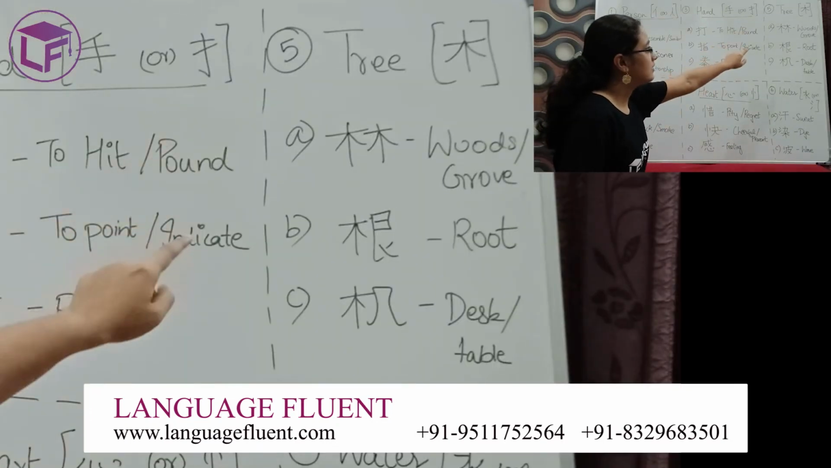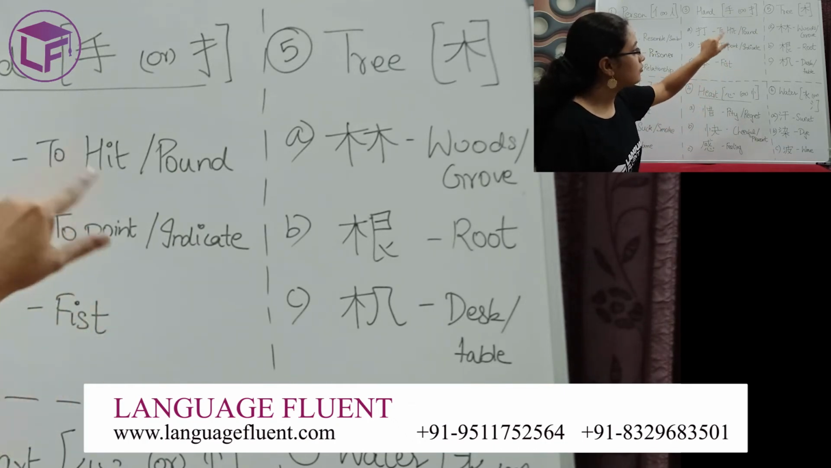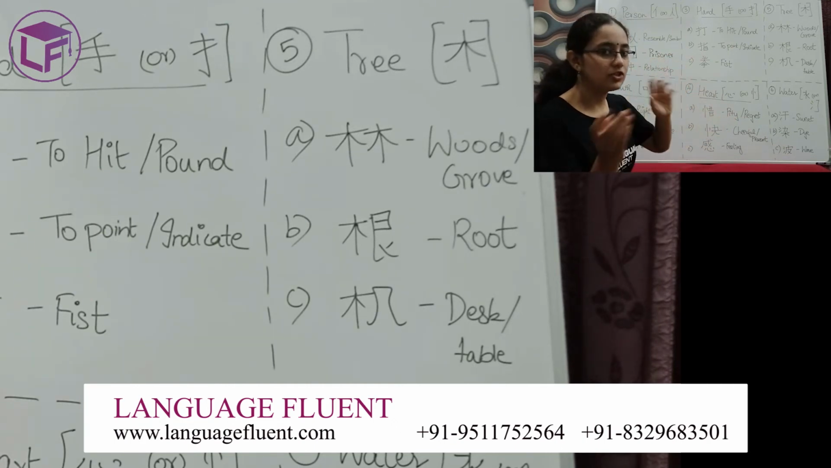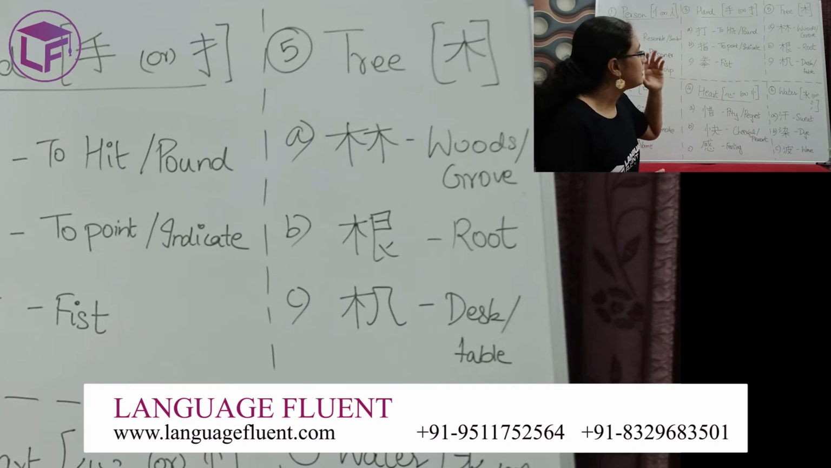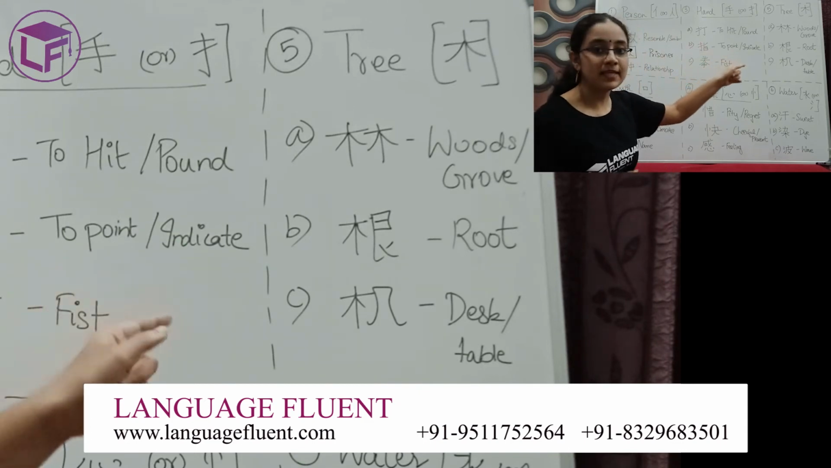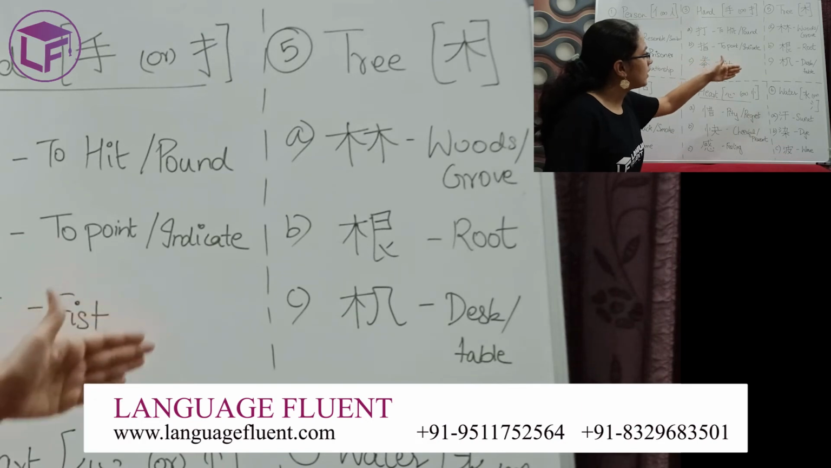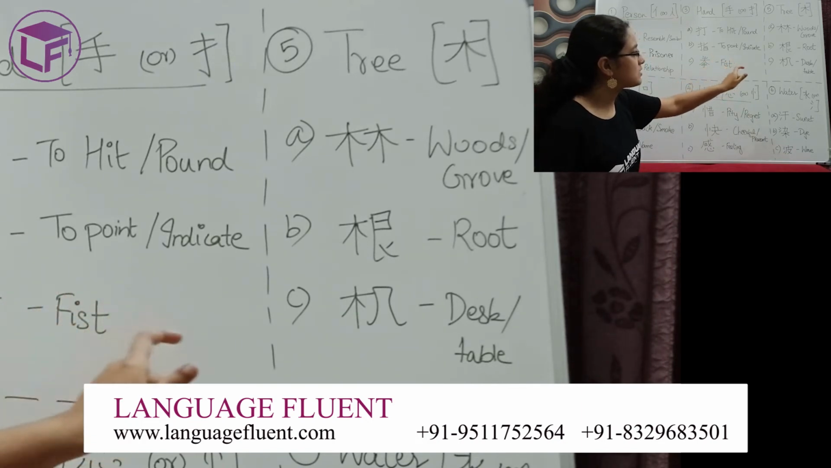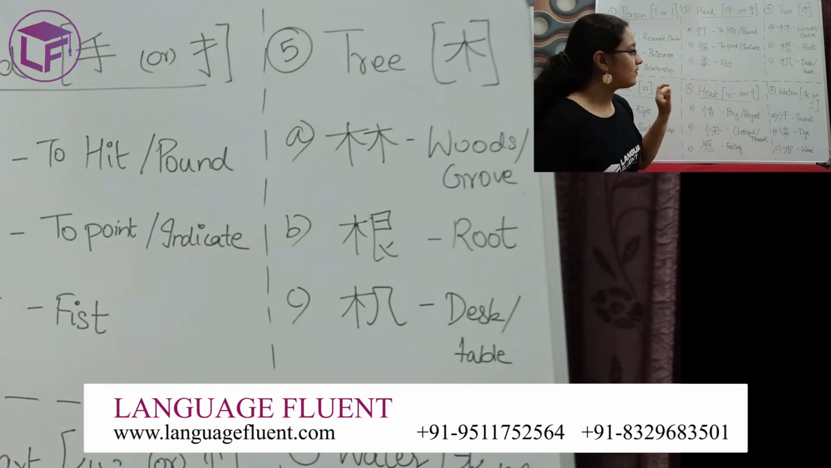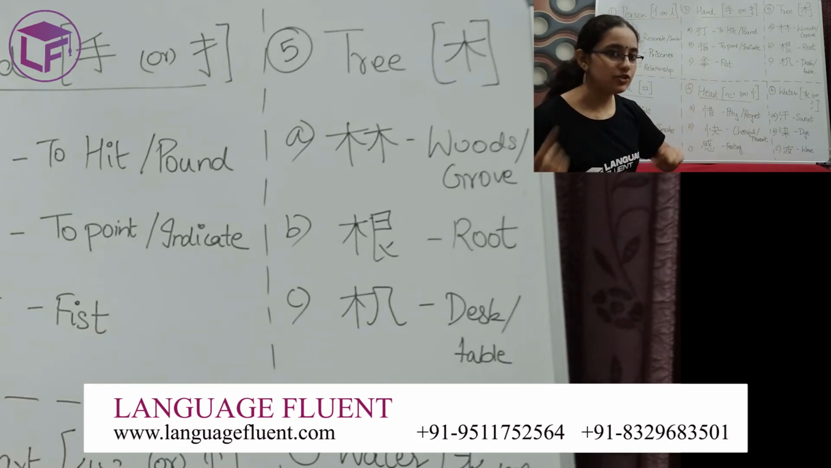And the next one here is the radical for tree. So we can see the usage. The first one has the same radical twice, and it means woods or grove, which is a group of trees. The next one has the radical in the first place, followed by another kanji, and this means root. So again, that's something associated with the tree, the root. And the third one has the kanji in the first place, followed by another symbol, and that means desk or table. So again, that's related to a tree, because the desk or table is made of wood, and wood is taken from a tree.